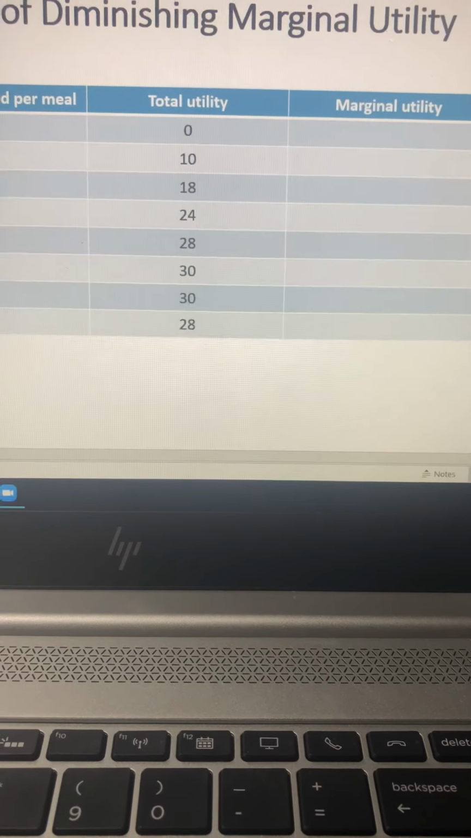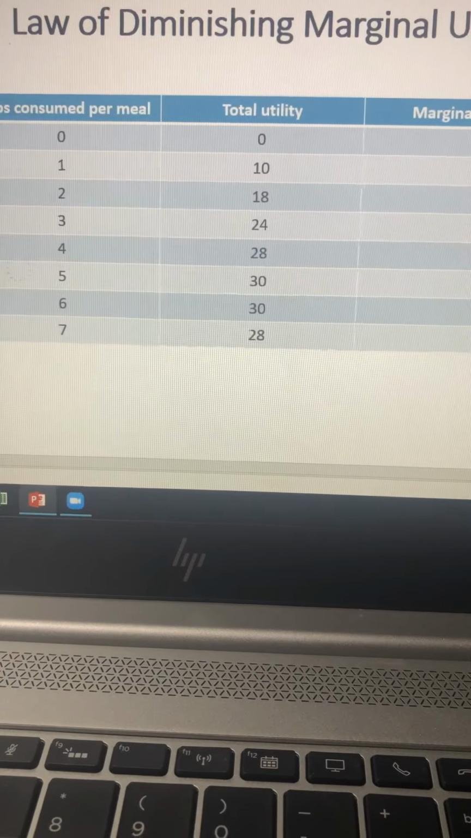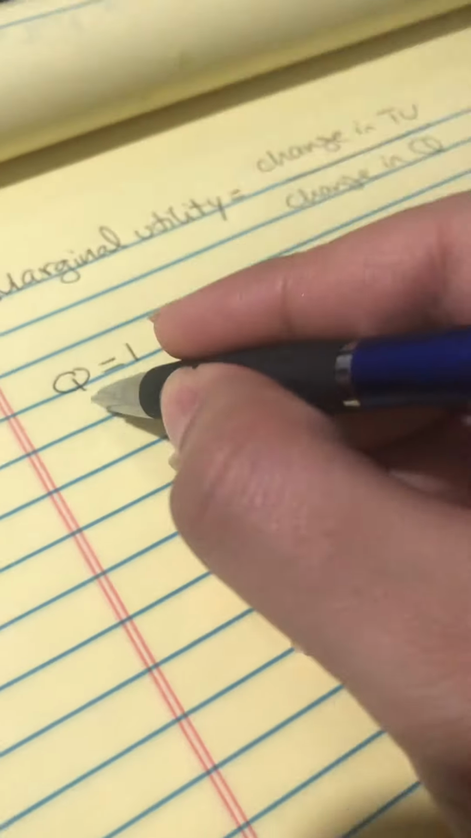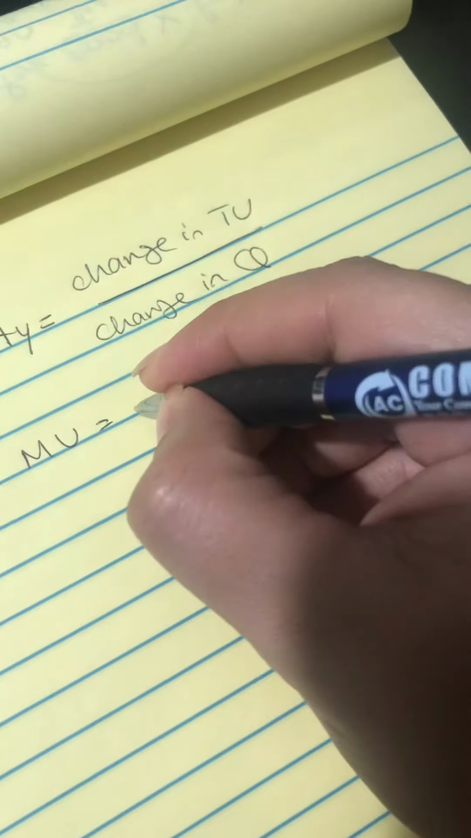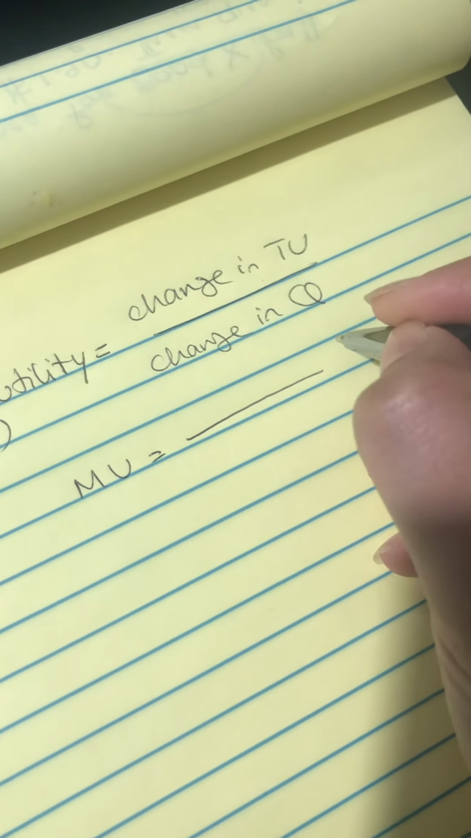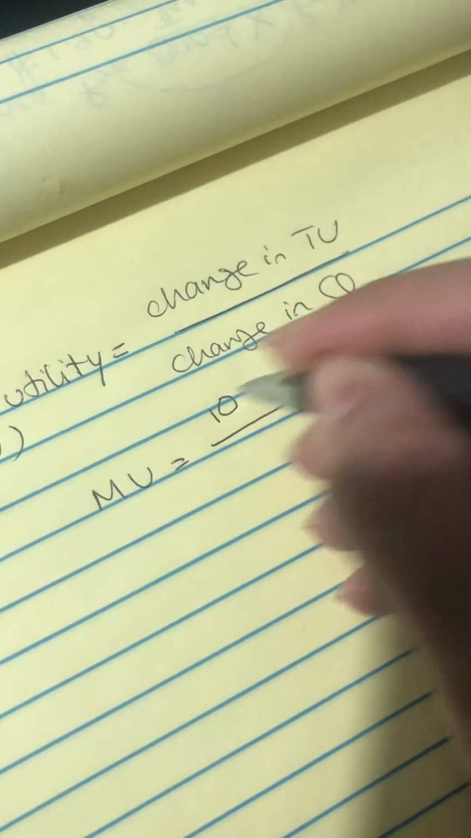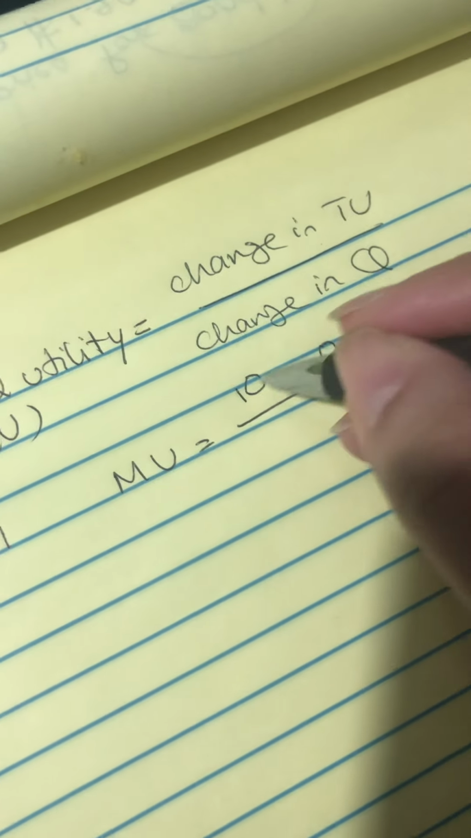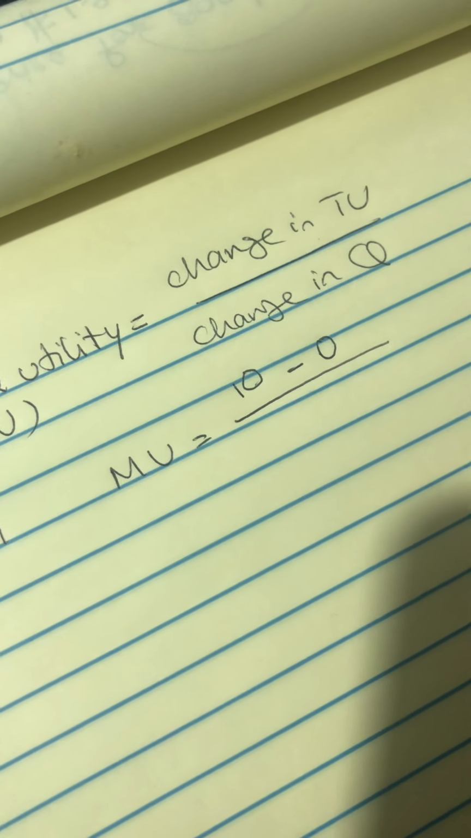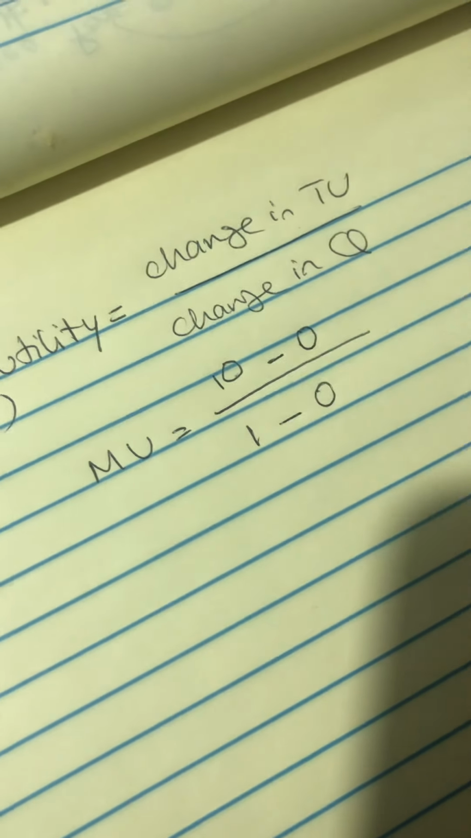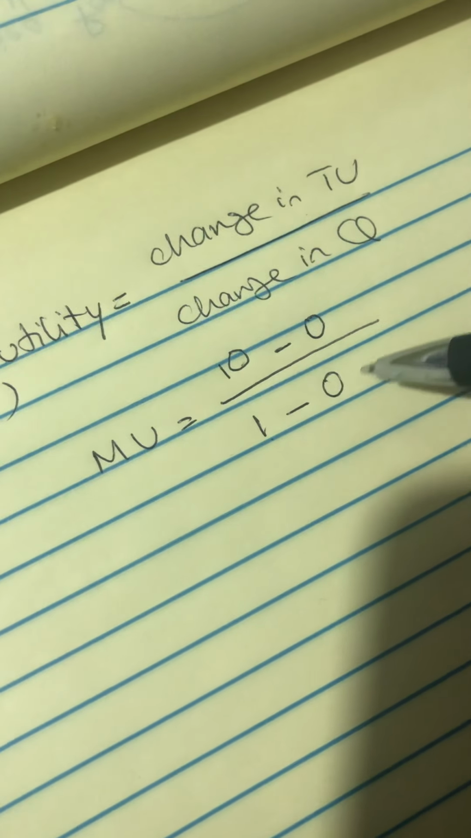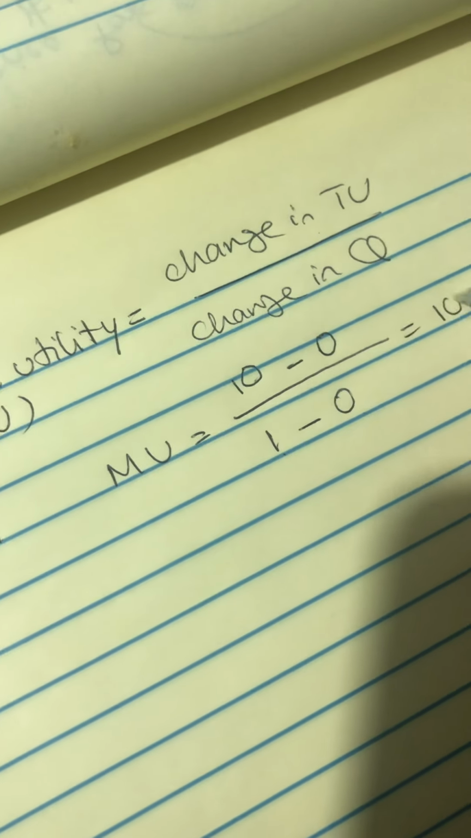So I'm going to calculate the marginal utility for quantity 1. For quantity 1, my marginal utility, or MU, is the change in total utility. Total utility is 10 when we eat the first taco, and it's 0 when we don't eat any taco. So that is the change in total utility, 10 minus 0. And then 1 minus 0 is the change in quantity. This is the first taco, this is 0 tacos. So the marginal utility is 10 when quantity is 1.